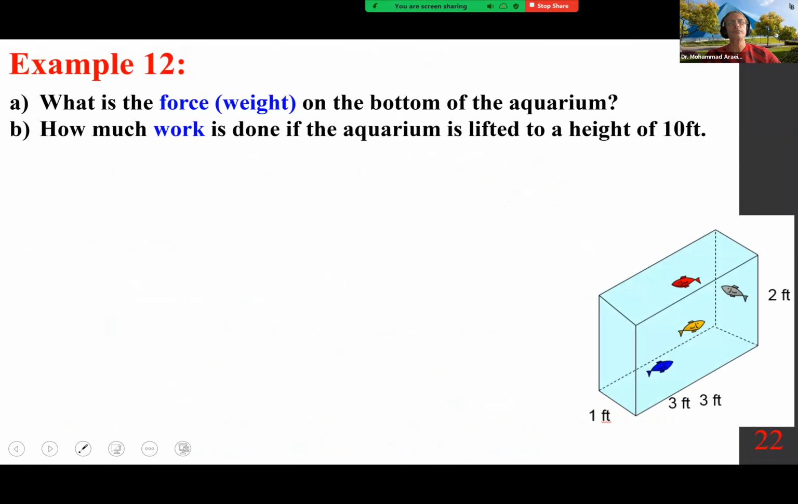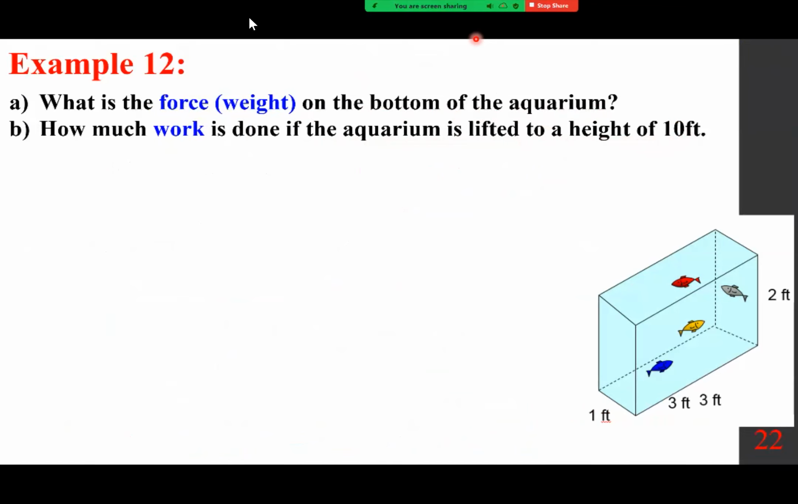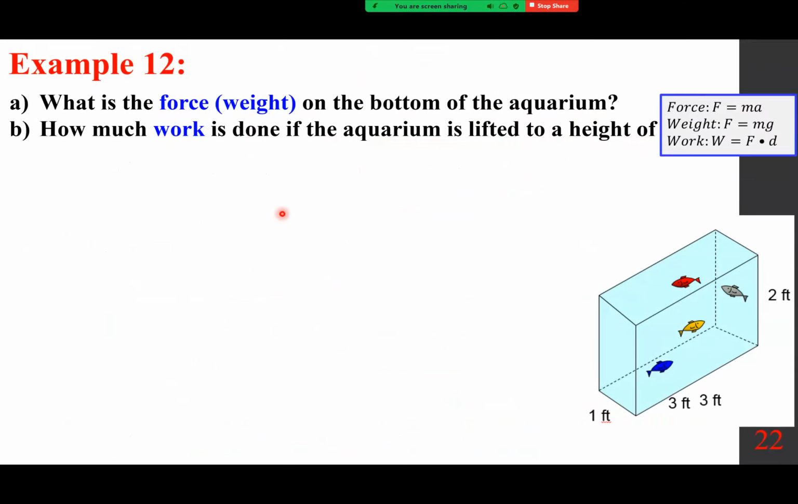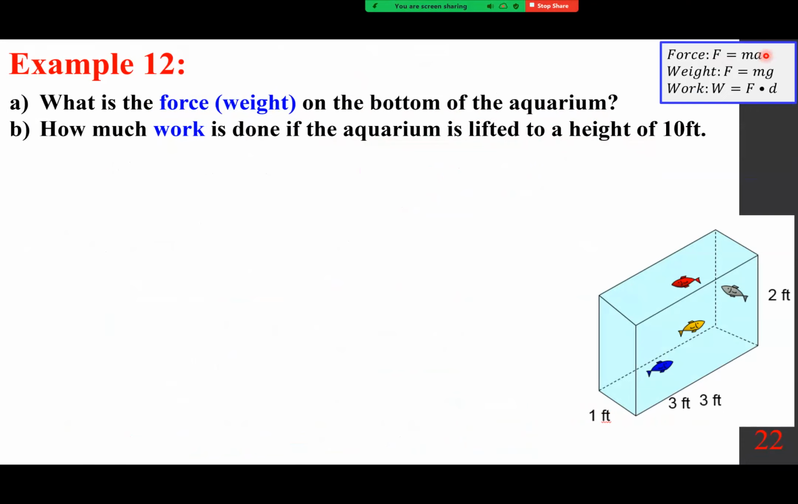So let's look at this example. What is the force or weight on the bottom of the aquarium? How much work is done if the aquarium is lifted to a height of 10 feet? Well, first, F equals ma. If it's weight, F equals mg, the g force. Work, W equals F times D when the force is constant.